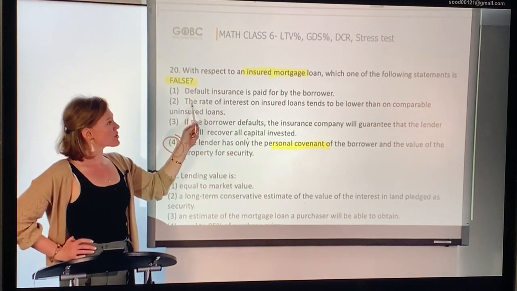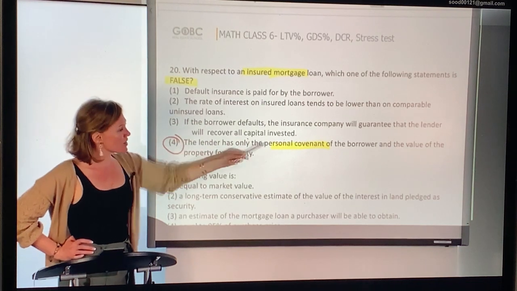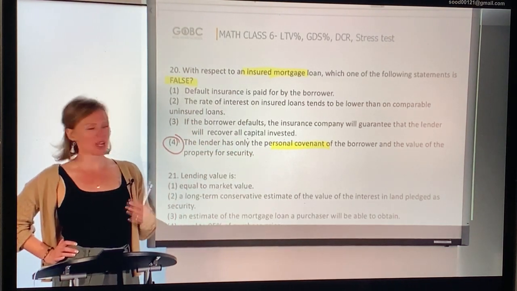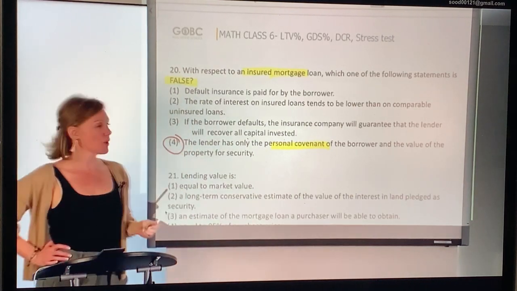For that reason, option 2 is true. Sometimes you could get a lower rate, but there are no personal covenants when you pay for the insurance. The whole reason for you to pay the insurance is that nobody comes after your personal assets, and the insurance pays the lender. So option 4 is the false statement.